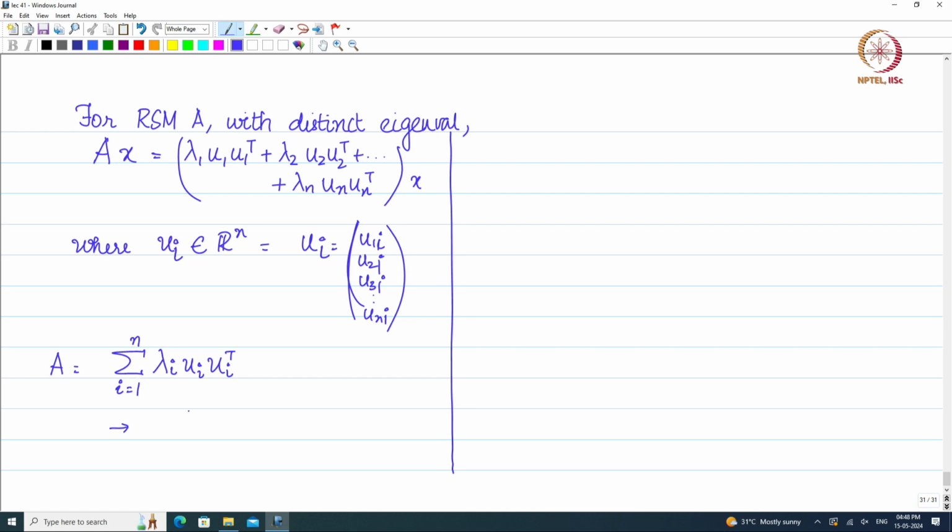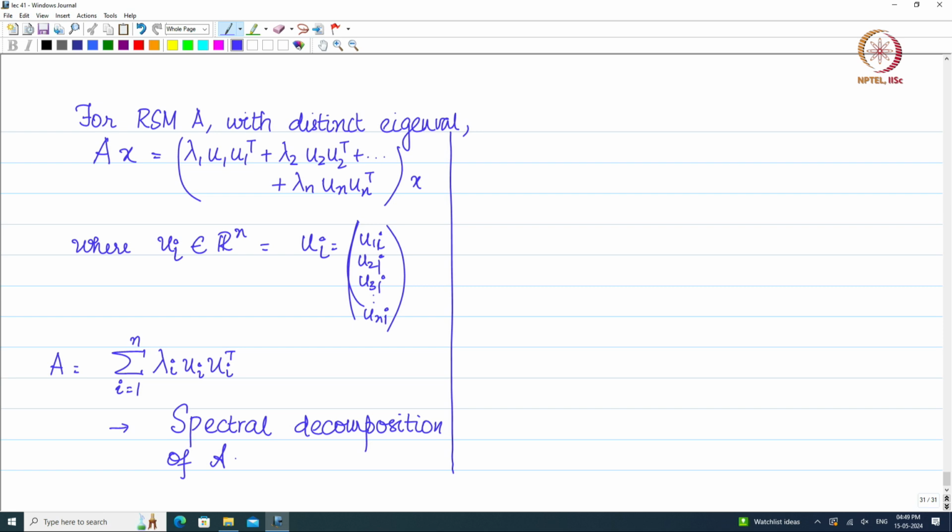This is called the spectral decomposition of A. We will see a similar result when we do singular value decomposition too. You are trying to express this matrix A in terms of rank 1 matrices, and those pieces are defined by the spectrum, the corresponding lambda i's. Is that clear? And we see that ui ui transpose is basically a projection matrix.